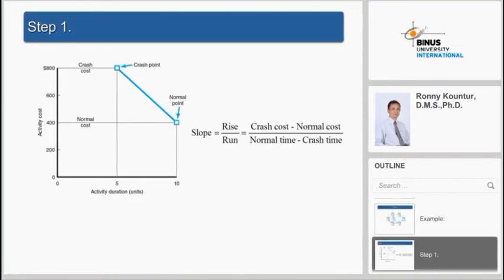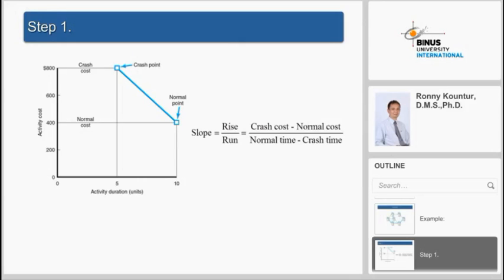If you see in that picture, at the normal point, the time is 10 while the cost is 400. That is the normal point in completing the project. This is an example: the time is 10 and the cost is 400. At crash, the time becomes 5 and the cost will increase to 18.